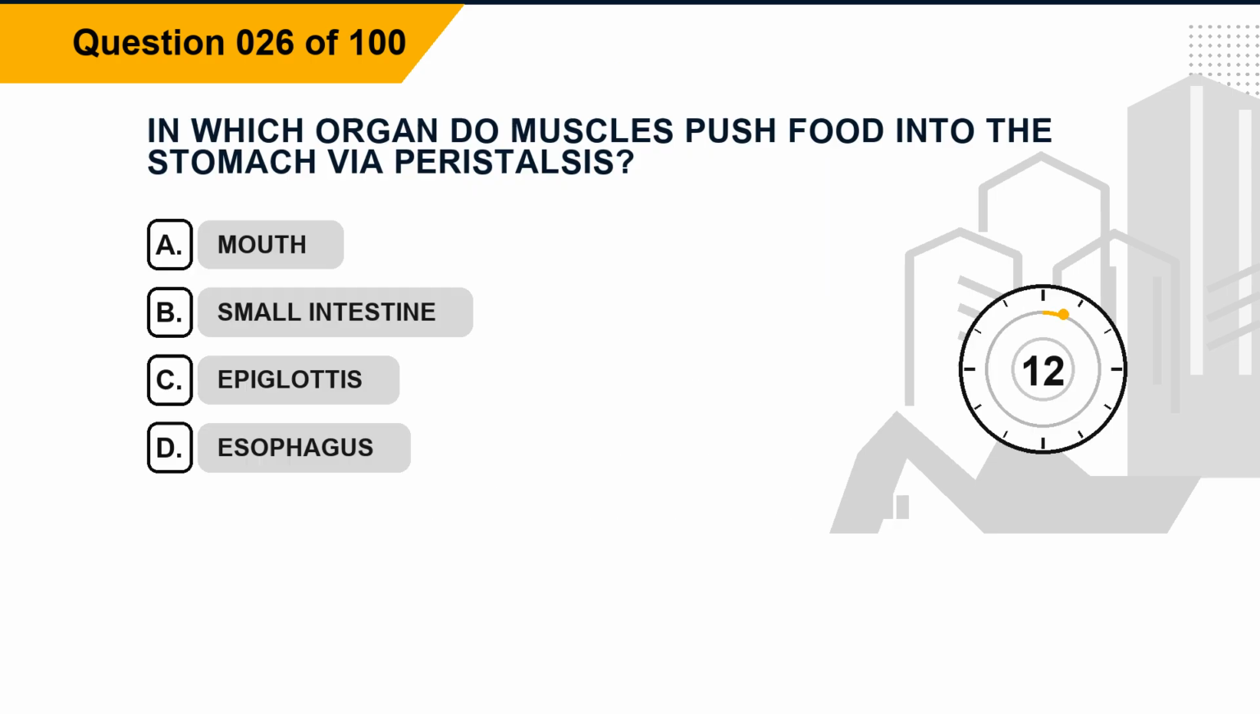Question 26. In which organ do muscles push food into the stomach via peristalsis? Option A, mouth.